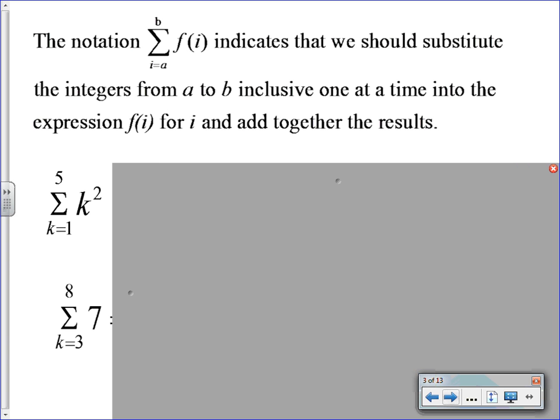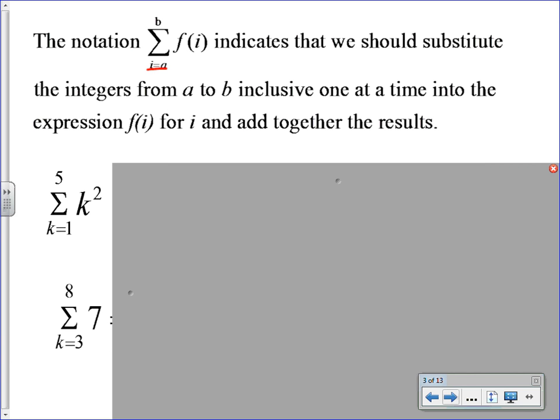So this is what I just said, in a more general way. This variable down here is telling us what we need to plug in for. We should have a function in terms of that variable. You're going to keep plugging in numbers until you hit that top value. So let's do an example. We have the sum from k equals 1 to 5 of k squared.